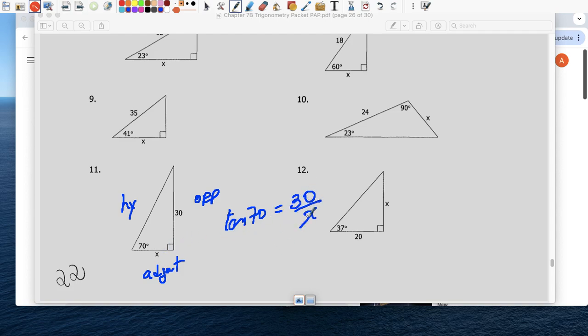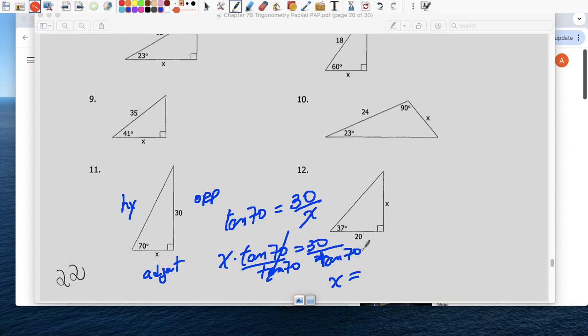So tangent uses opposite over adjacent, and if you cross multiply, you get x times tan of 70 equals 30. We're going to divide this by tan of 70, and divide the other side by tan of 70. Tangent goes away, and x is whatever that equals.